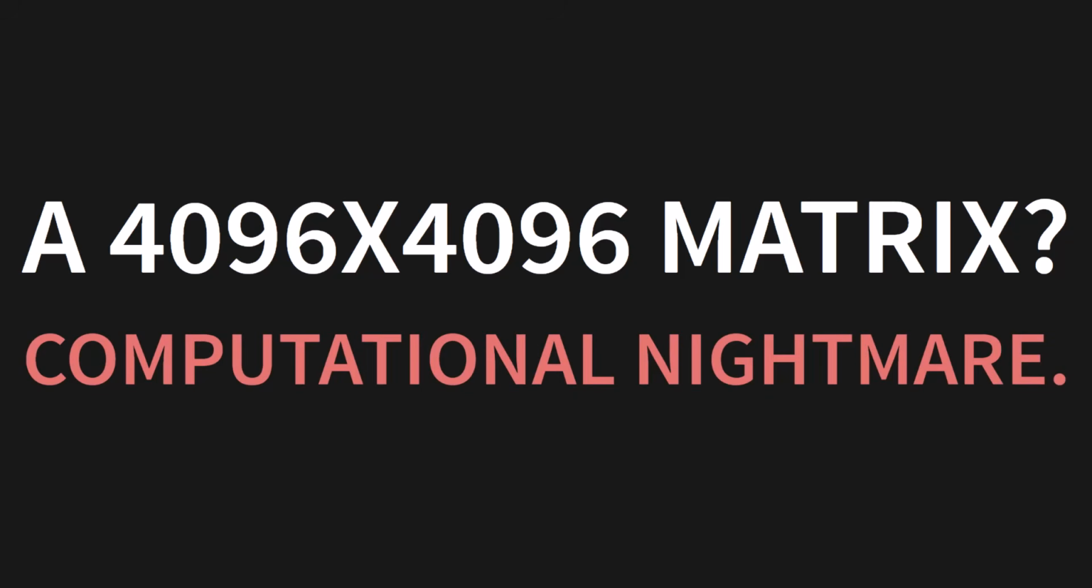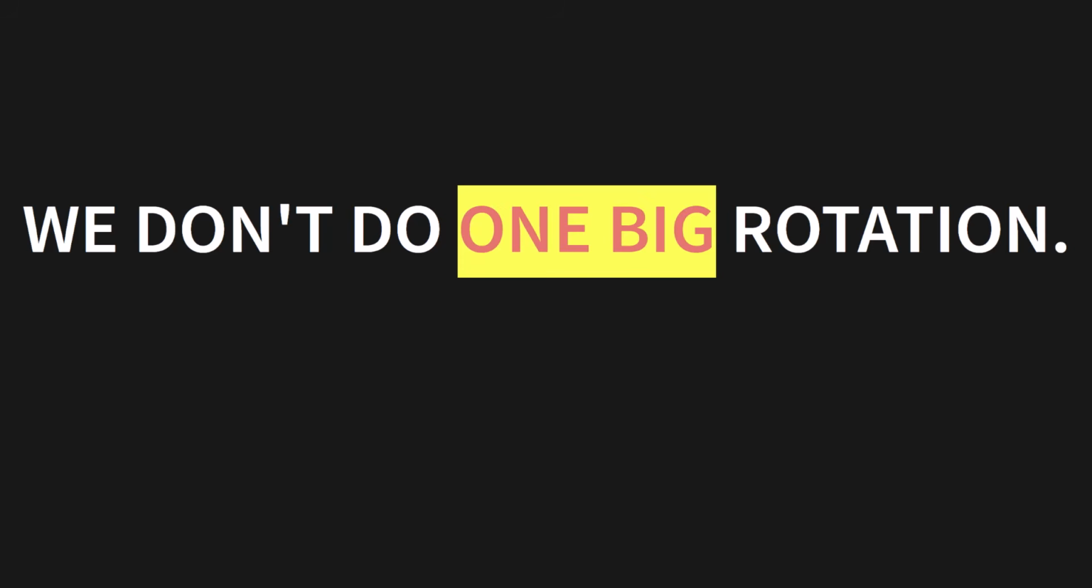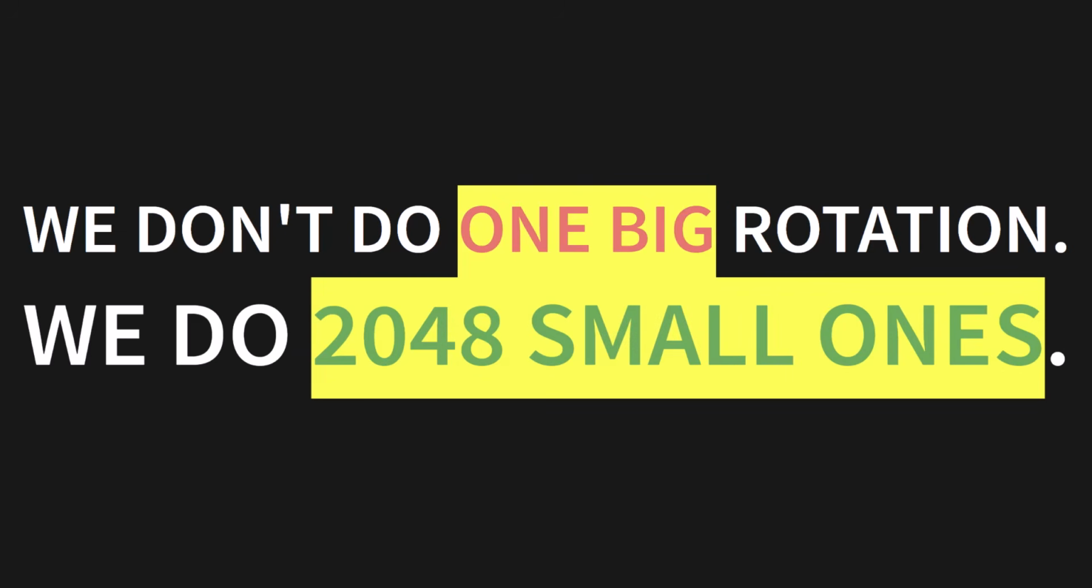That's over 16 million numbers just to rotate one vector. It would be a computational nightmare. But of course, that's not what we do. The solution is far more elegant. We don't do one big rotation. We do 2,048 small ones.